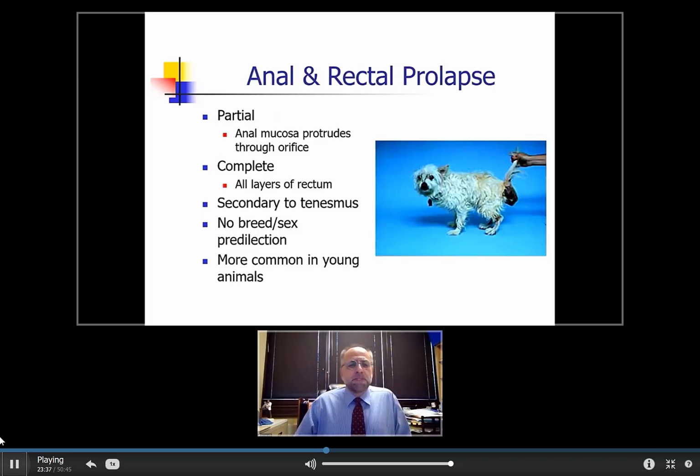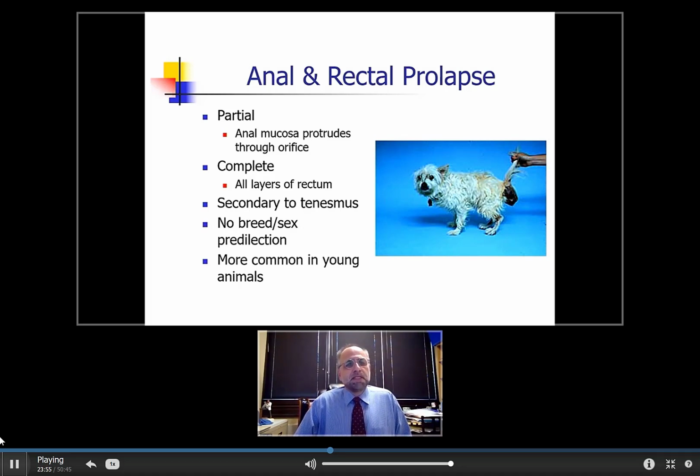All right, let's switch and talk about anal and rectal prolapses. This is something that is more commonly seen in young dogs, I think, but you can see it in any age dog, and we may have a partial prolapse or a complete, and we'll talk about how to diagnose those here in a little bit.